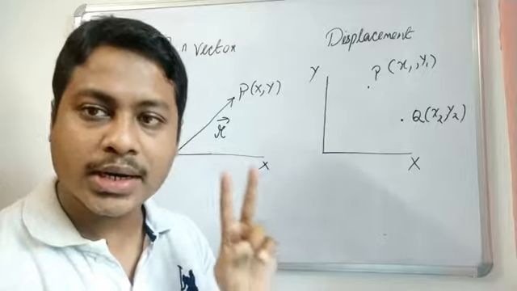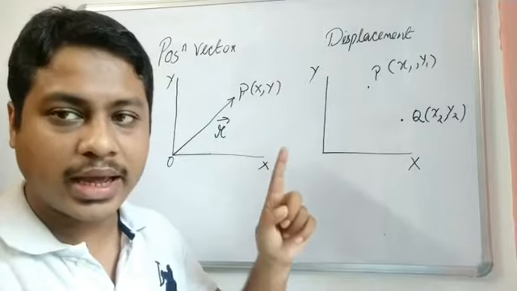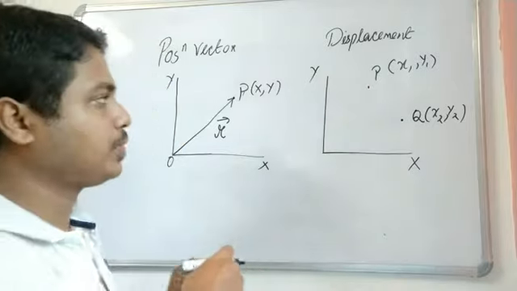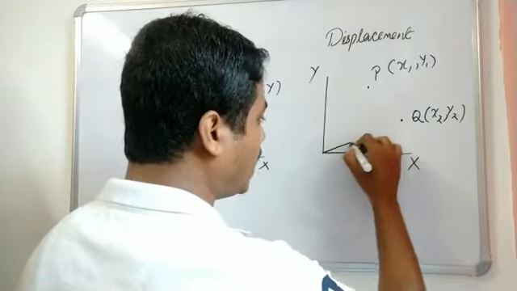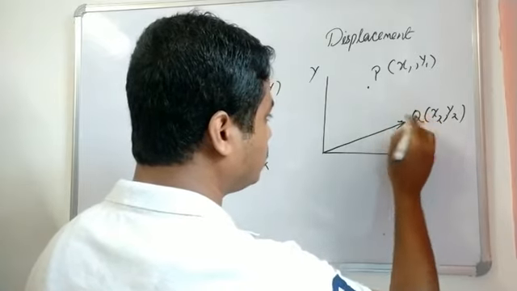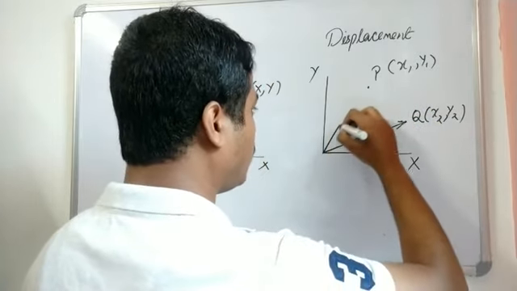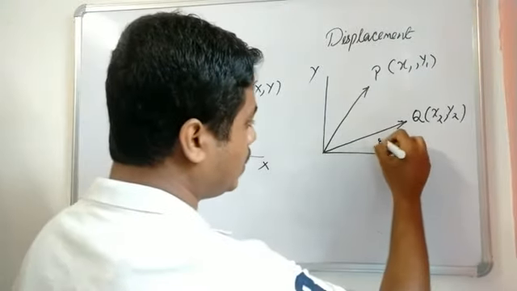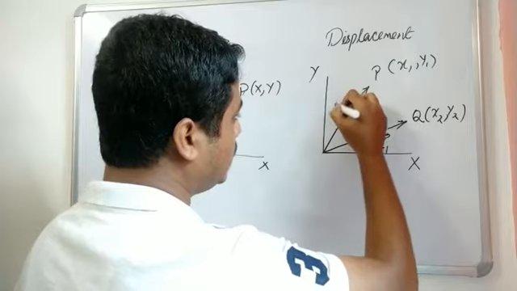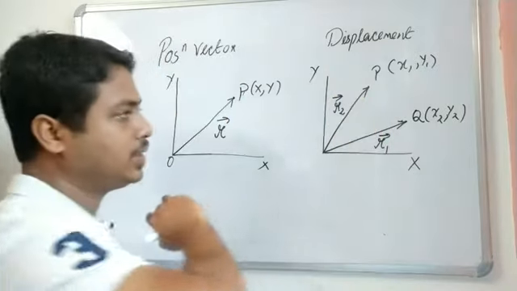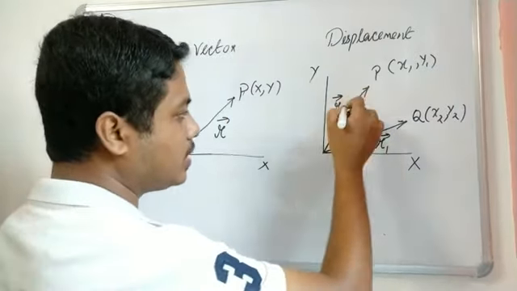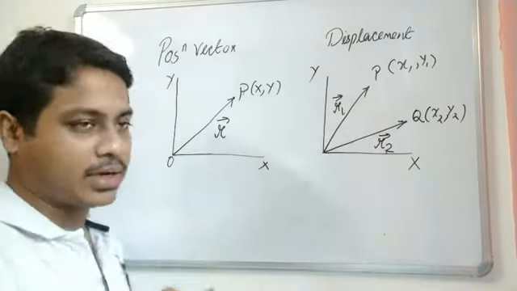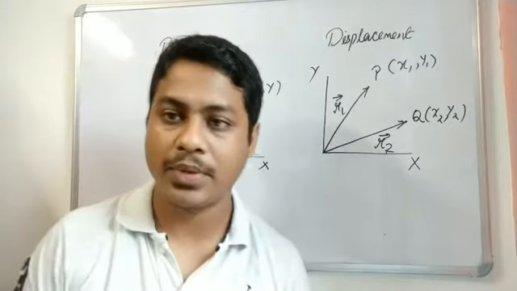For drawing the displacement vector, firstly you need to draw the position vector of both the points P and Q. So draw one vector from the origin to the point Q. Draw one vector from the origin to the point P. So this will be your R1 vector and this will be your R2 vector. Sorry, I have considered this as the initial point and this will be the final point. So this will be, suppose, the R1 vector and this is your R2 vector.